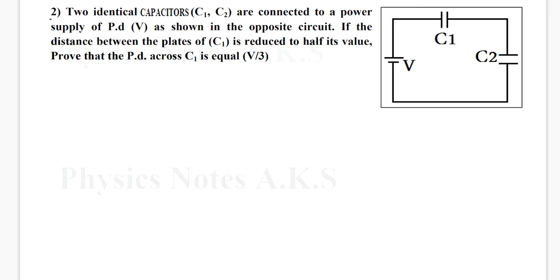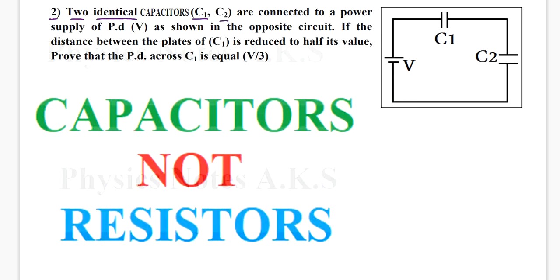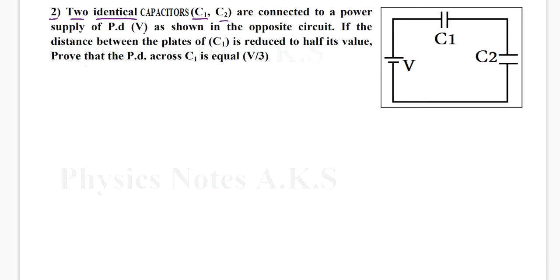We have question 2. It says two identical capacitors C1 and C2 are connected to a power supply of potential difference V as shown in the opposite circuit. If the distance between the plates of C1 is reduced to half its value, prove that the potential difference across C1 is equal to V over 3. So I need the potential difference of C1 after the reduction of the distance.